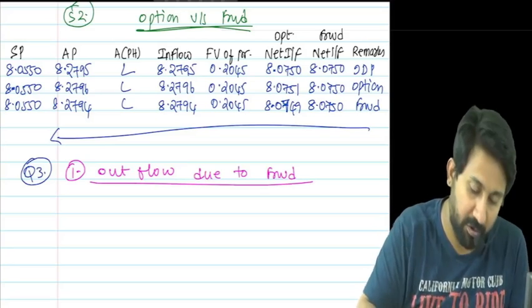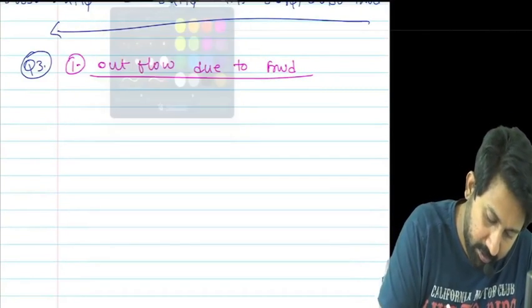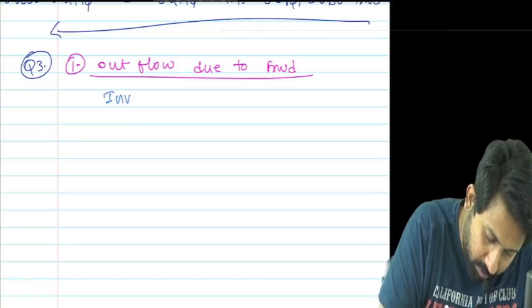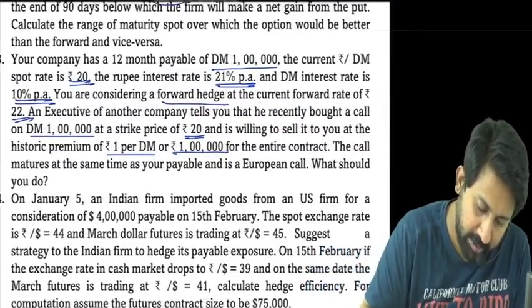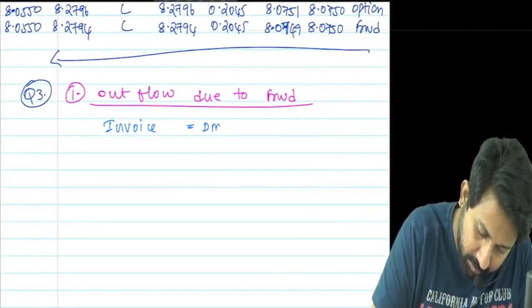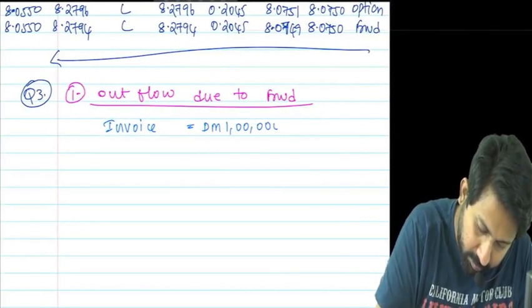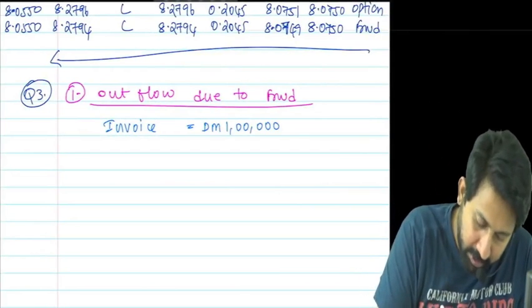Outflow due to forward. So first tell me, how much is the invoice? DM 1 lakh. In how many months? 12 months I need to pay. DM 1 lakh.